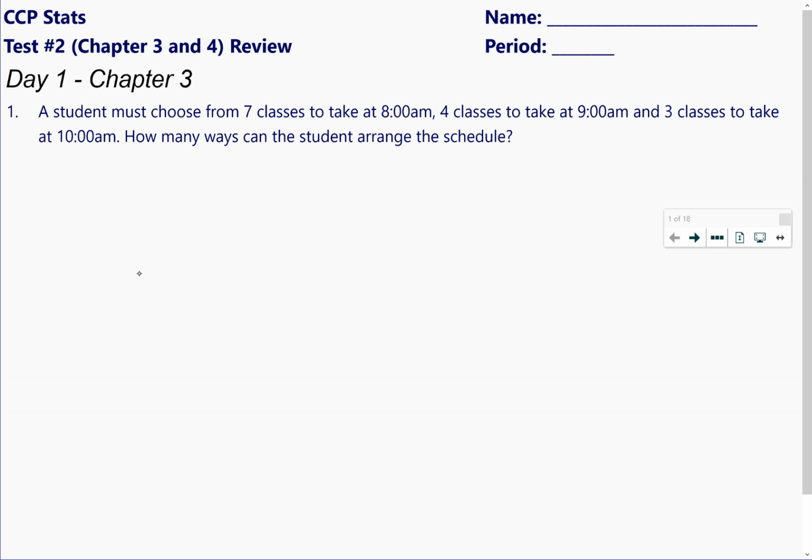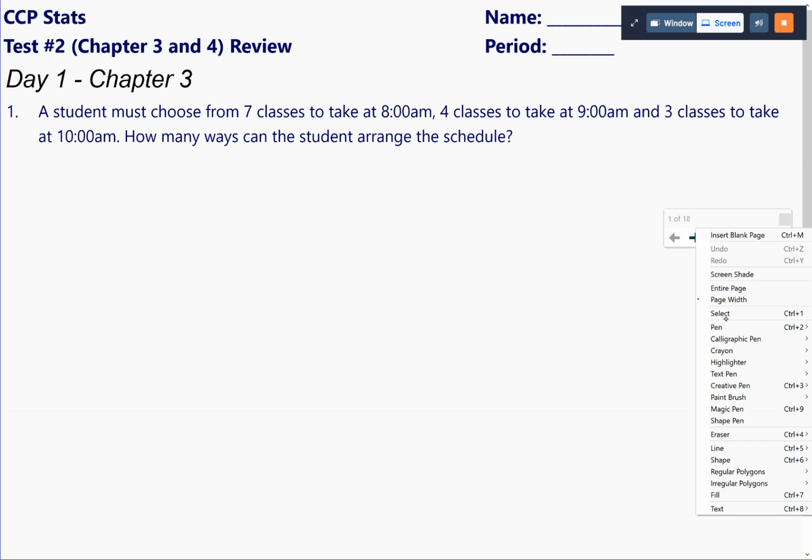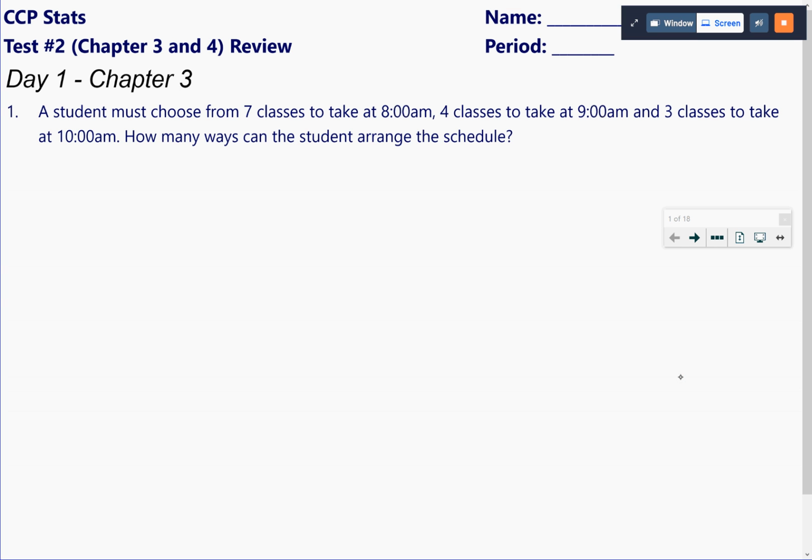So it says a student must choose from 7 classes to take at 8 a.m., 4 classes to take at 9 a.m., 3 classes to take at 10 a.m. How many ways can we arrange this schedule? What do you do? This is where you talk. We interact with each other. That's how this works.